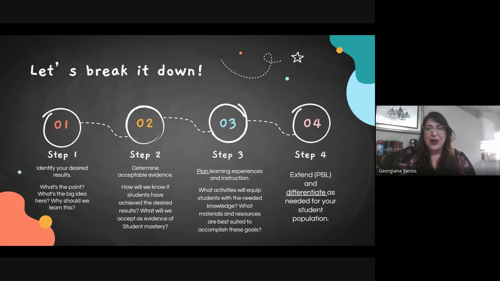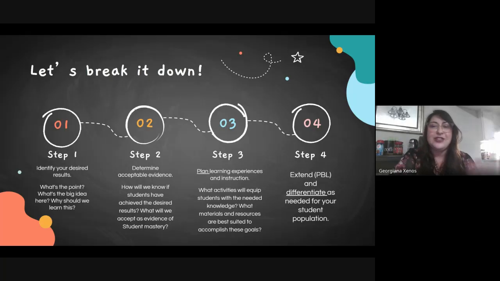Okay. We got to know, okay, well, what's the test going to be like? What are we wanting them to truly understand? And then we got to plan the journey there, right? This is all the fun stuff, all the tourism, all the little excursions you got planned. So these are going to be the learning experiences and instruction. What activities are going to equip them with the needed knowledge? What materials and resources may you need to prepare?